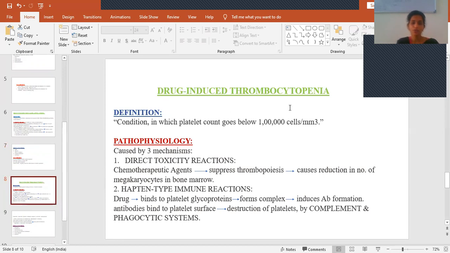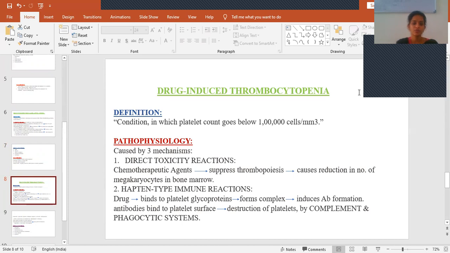And now drug-induced thrombocytopenia. What do you mean by thrombocytopenia? Thrombocytes are nothing but platelets. Penia means decrease, so a decrease in the platelet count will be seen, like less than 1 lakh per mm cube. Then we call it drug-induced thrombocytopenia.